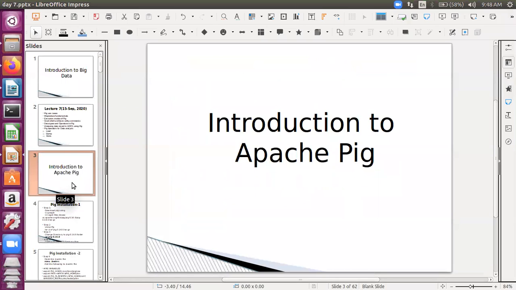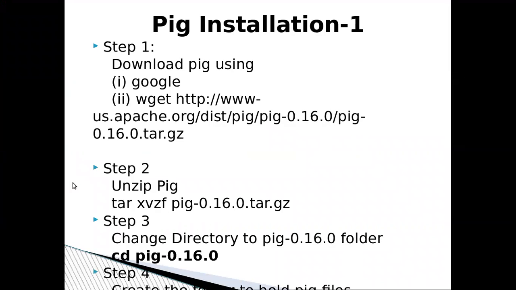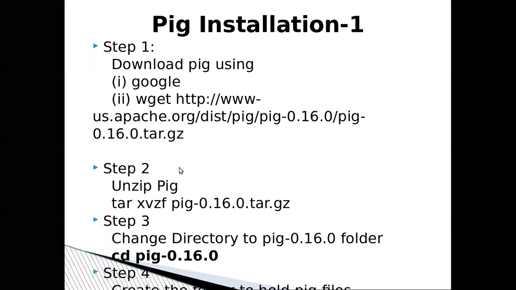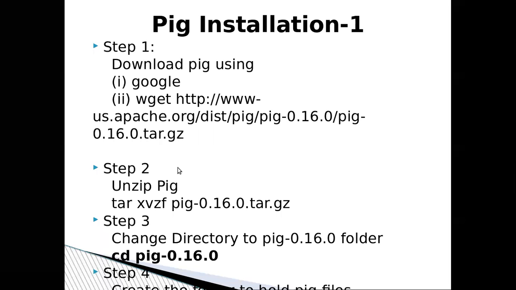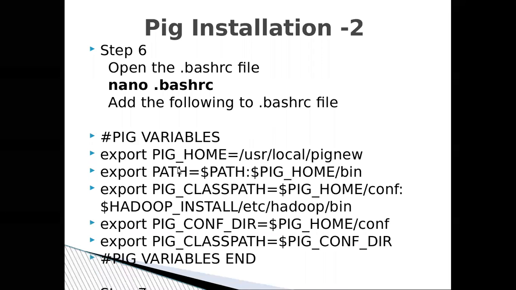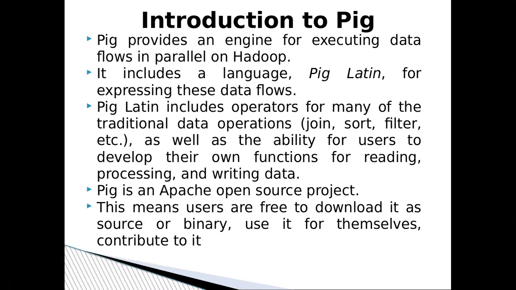So if we talk of Apache Pig, the first step obviously to learn Pig would be to install it properly. And most of you have already done it. So just going through the installation steps: downloading it, then unzipping, making the relevant directories, and making the changes in your .bashrc file with these Pig variables, the environment variables and all, right?